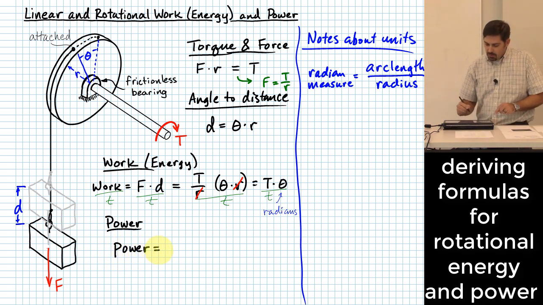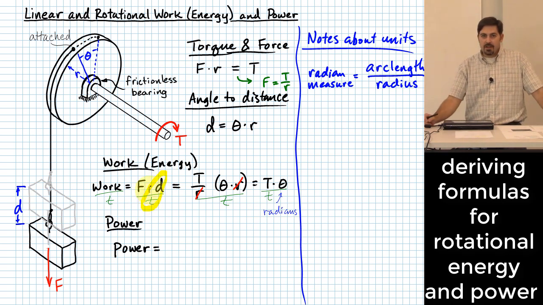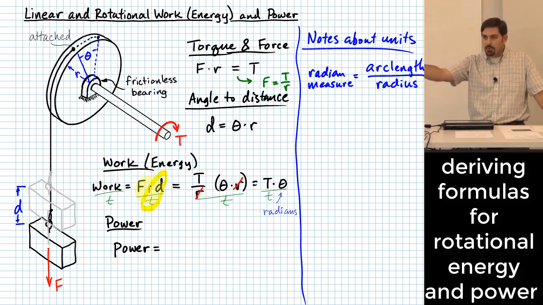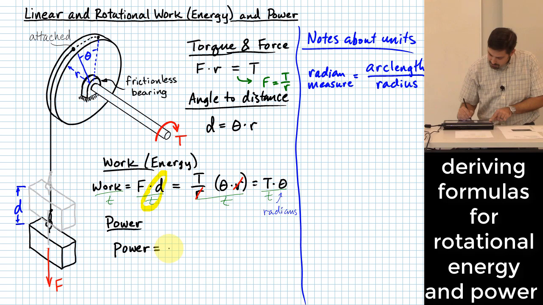Okay? Now, for the F times D, is there any way that we can consolidate some variables there with F times D over T? Yeah, this D over T, someone observes, that's just the velocity of that block, right? How much did it move divided by how much time did it take to move, right? So that tells us that this is just force times velocity.